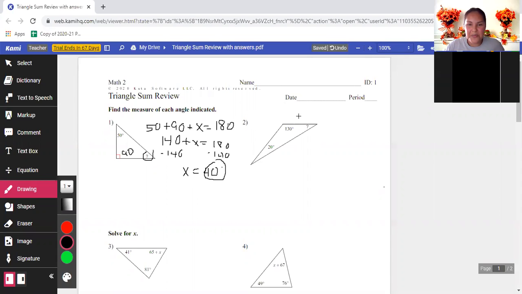All right, number two. I'm given angle 20, 130, and I'm looking for this one. Same thing like number one, I'm going to go ahead and write down my two angles, 130 plus 20. We'll call that missing one X. And same thing, they're going to equal 180. So you're going to go ahead and add up that 130 and 20, and someone tell me what you got.